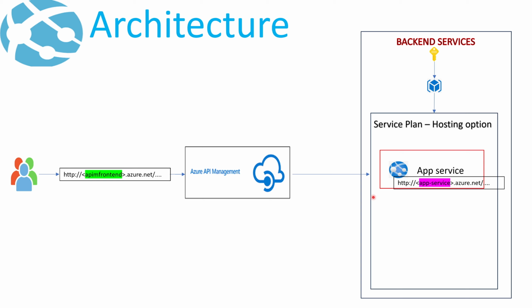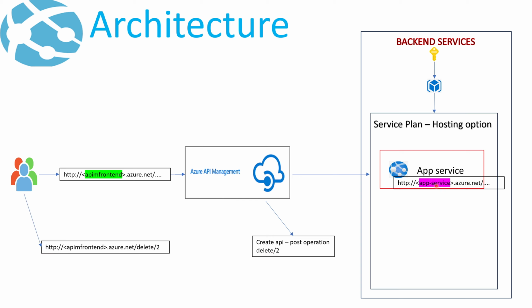In this demo, I only use the App Service, but it could just as well be an Azure Function app or an Azure Logic app. For example, when you create an API called delete/2 that is associated with this App Service, the user will hit a URL like the API Management URL/delete/2. That will go to the API Management, which will identify the respective API available within it.